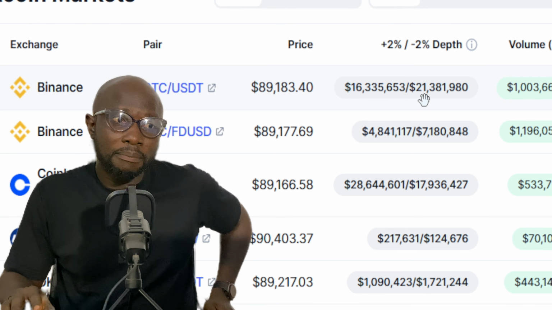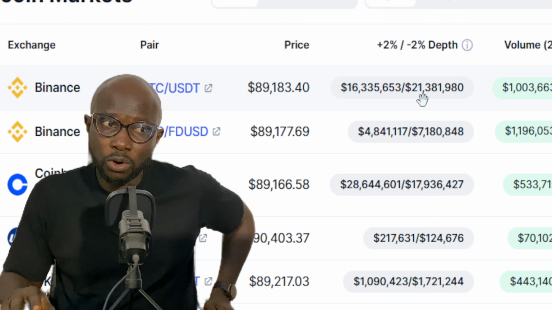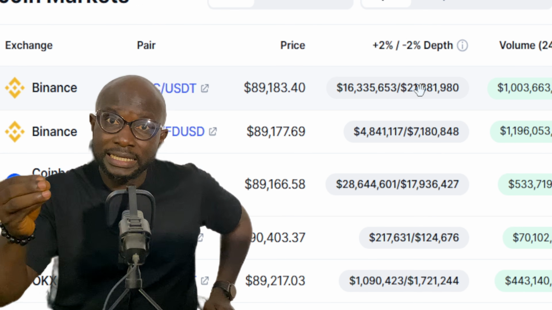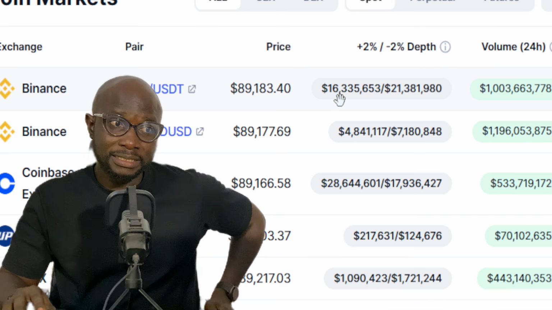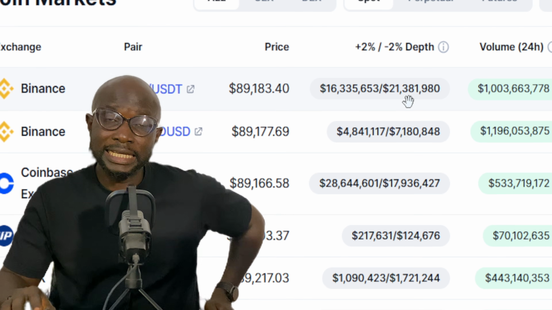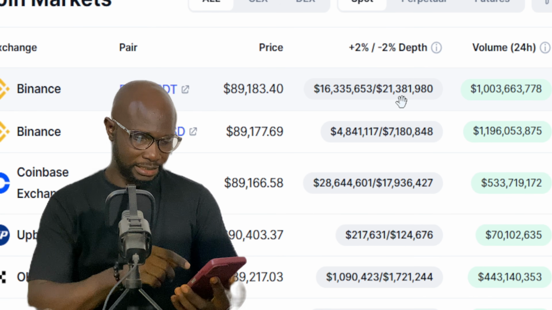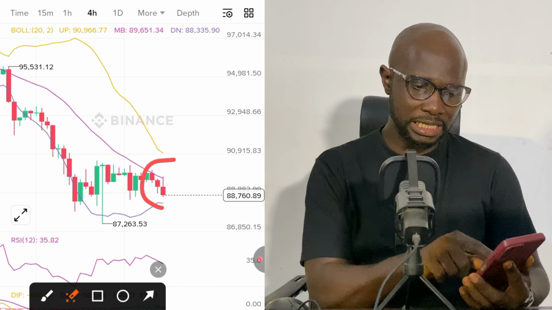So which means the market will favor -2% depth, which is what? People that are willing to buy if the market decreases its current price by just 2%. Look at the gap, 16 million to 21 million. The gap is wide. The gap is wide. Let's go and check the current situation now. Now look at it. Look at this current situation. You see that the market is even coming down.